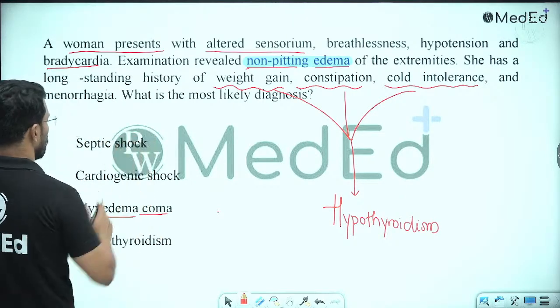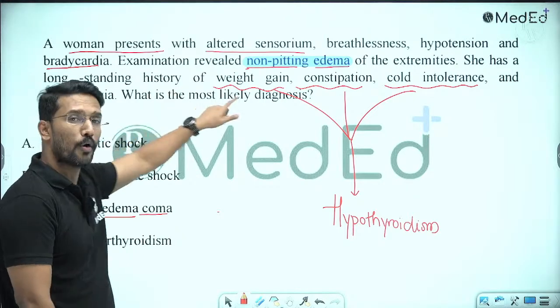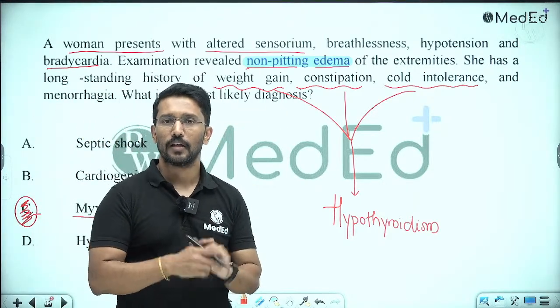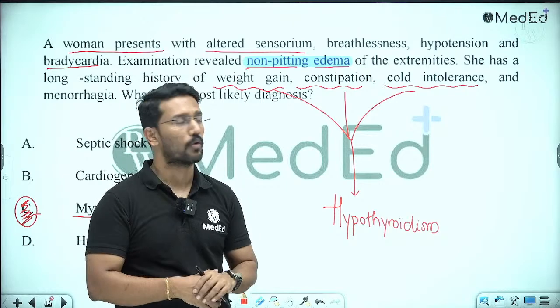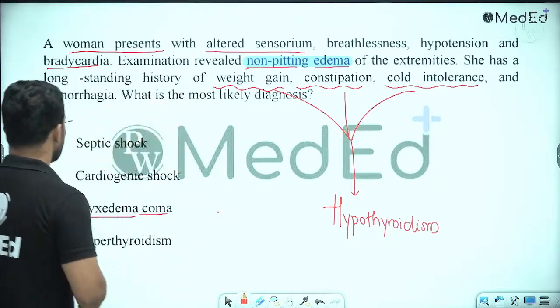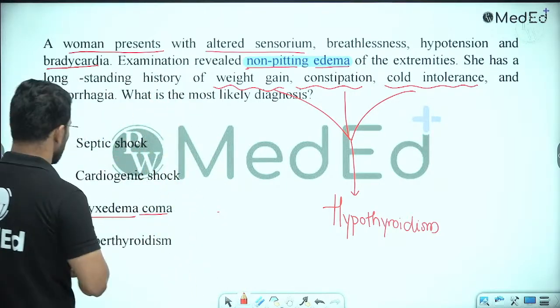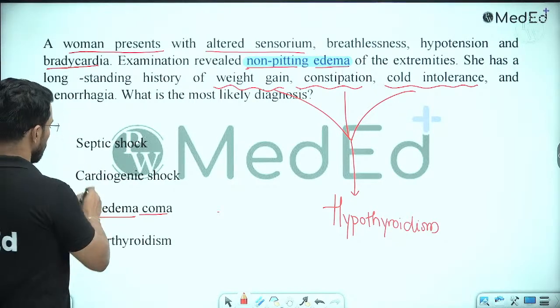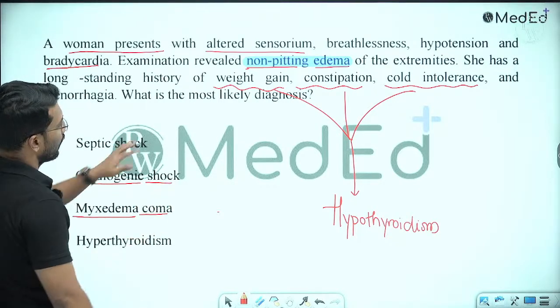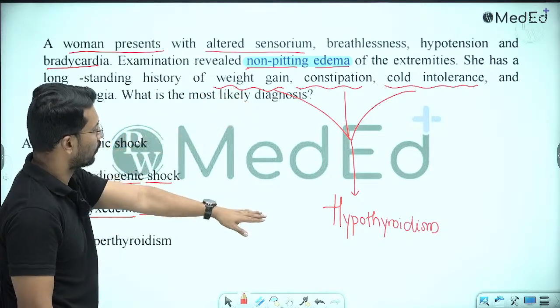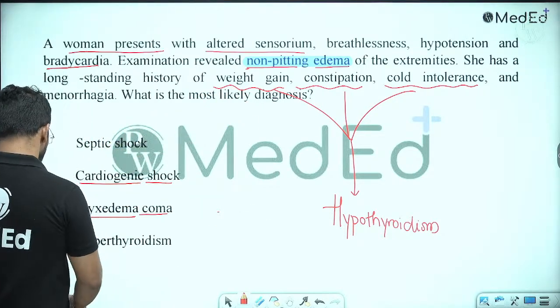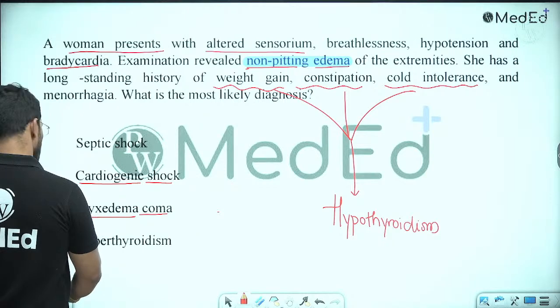This is not septic shock. To call it septic shock, there are no pointers towards infection, no pointer towards any other organ involvement, and no other information provided for me to think of septic shock. Can't call it cardiogenic shock because I have clear-cut glaring information about the hypothyroidism. Can't be hyperthyroidism either. So option C would be the correct answer.